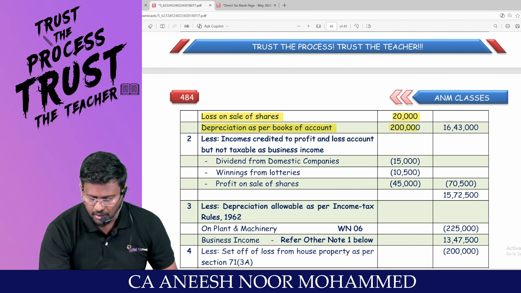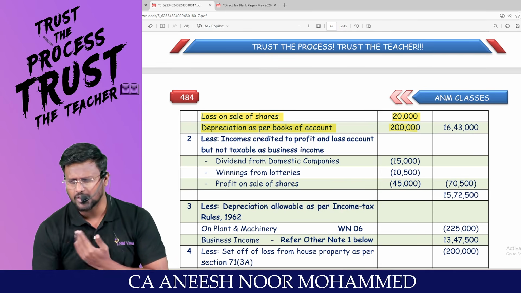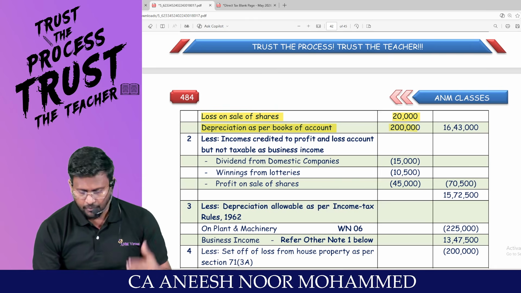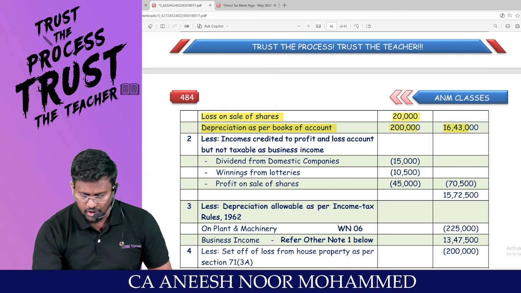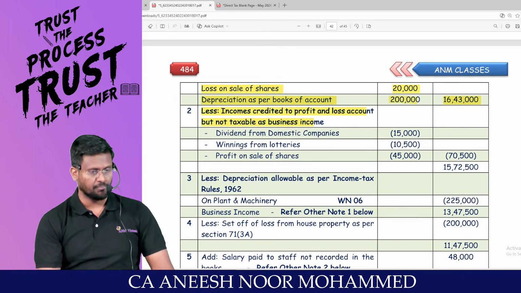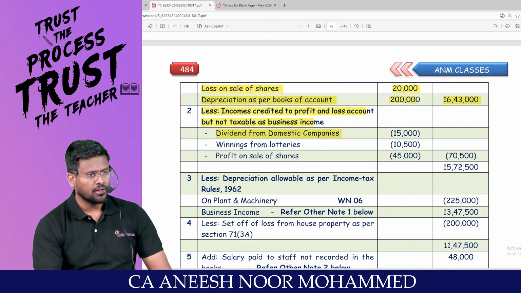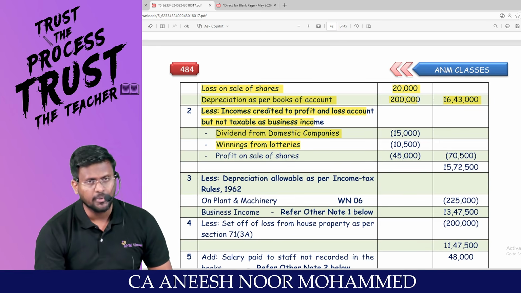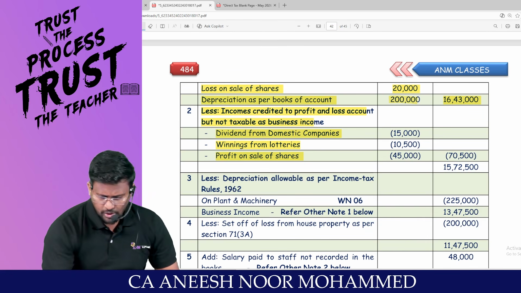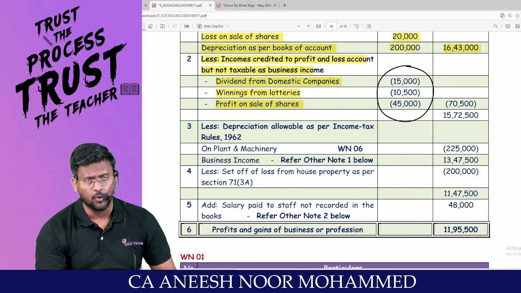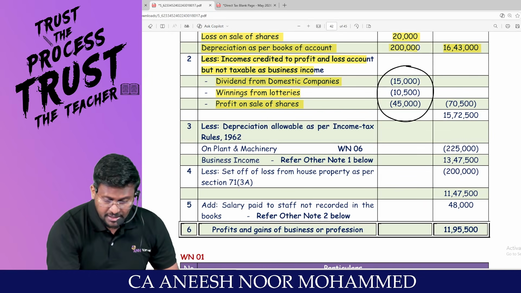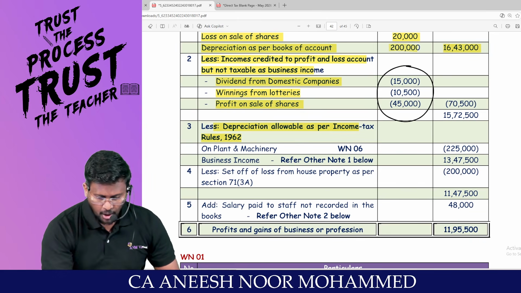Depreciation as per books, my dear lovable students, would have been provided on SLM basis. But the correct depreciation calculation details have been given. We will be calculating it and reducing the depreciation. You will end up with a subtotal. Less income credited to P&L but not taxed as business income. Dividend income should be taxed under IFOS. Winning from lottery should be taxed under IFOS. Profit on sale of shares should be taxed under capital gain. So these are pakka pure impurities for PGBP, should be removed from there and taxed in the respective head. Less depreciation allowable as per income tax rules on plant and machinery.